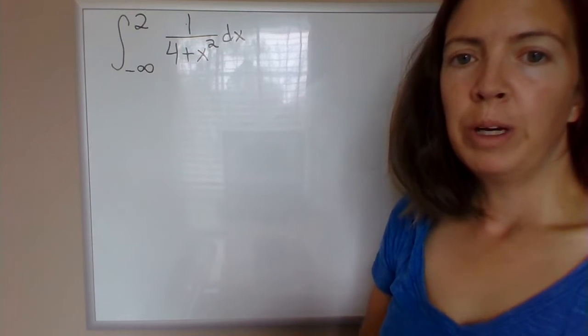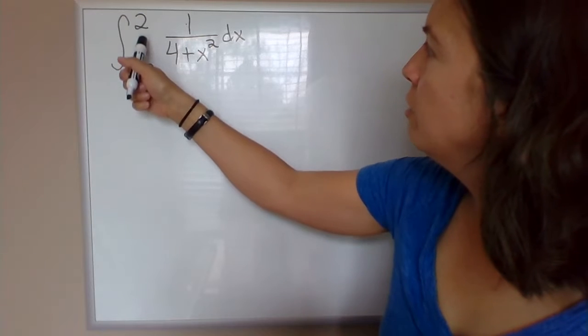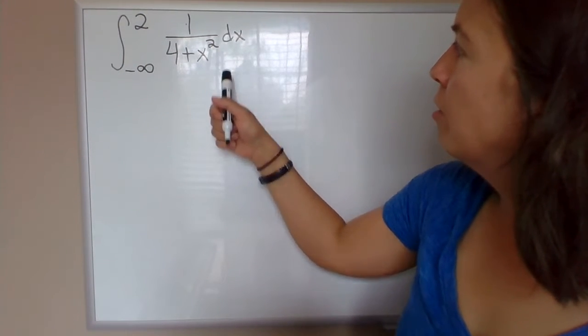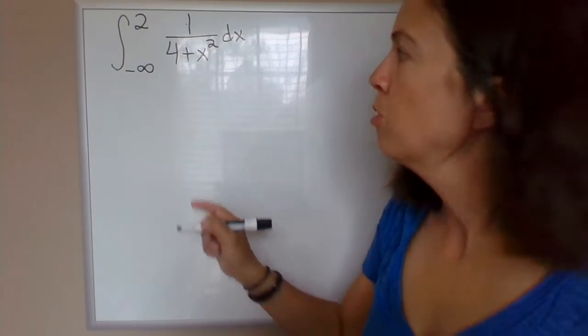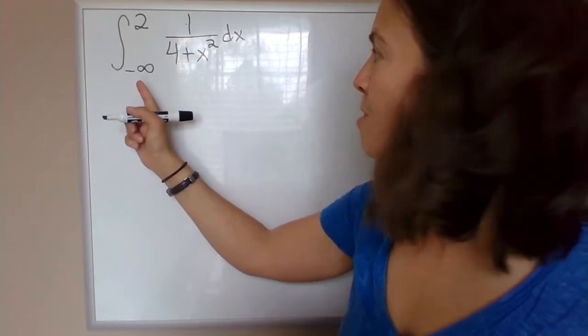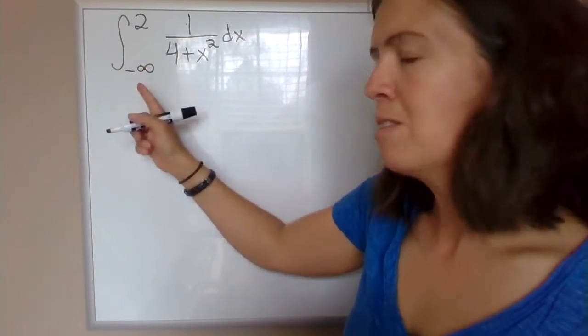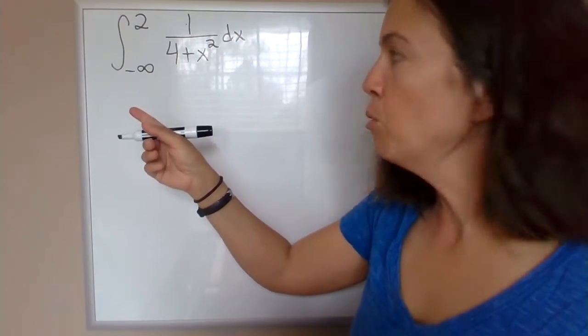So now I want to evaluate another improper integral. This one's the integral from negative infinity to 2 of 1 over 4 plus x squared dx. So the first thing to do with these improper integrals, and we know it's improper because of this infinite limit of integration. So if one of your limits of integration is infinity or negative infinity, that's considered one type of improper integral.